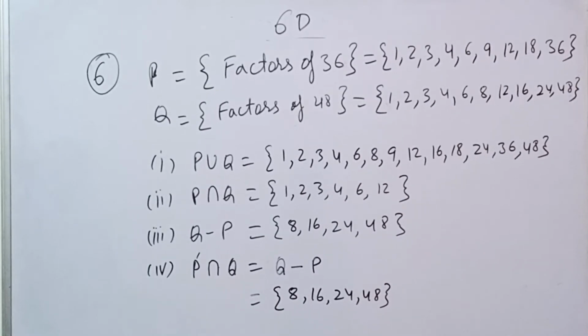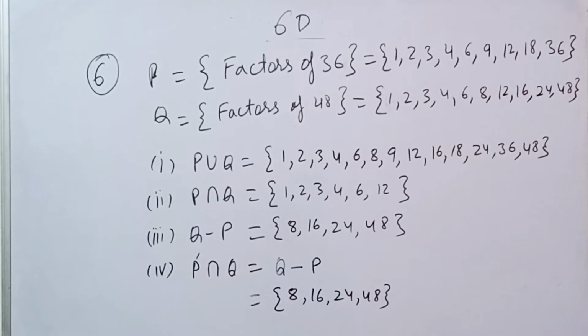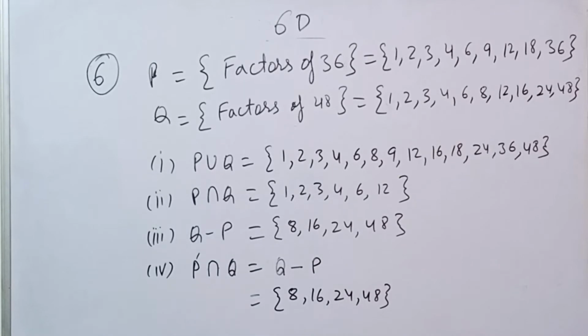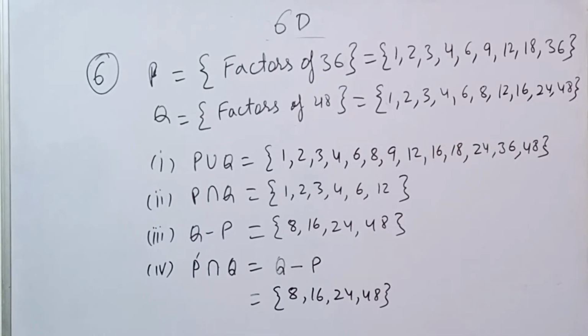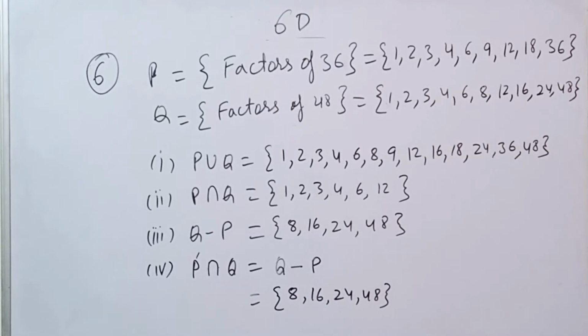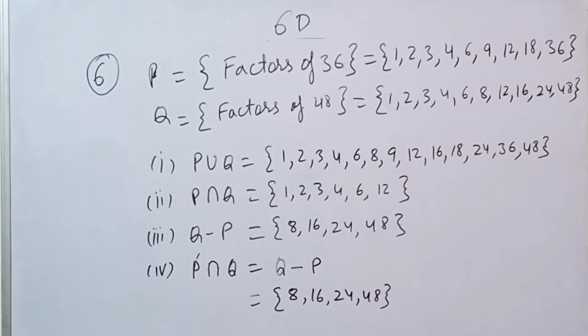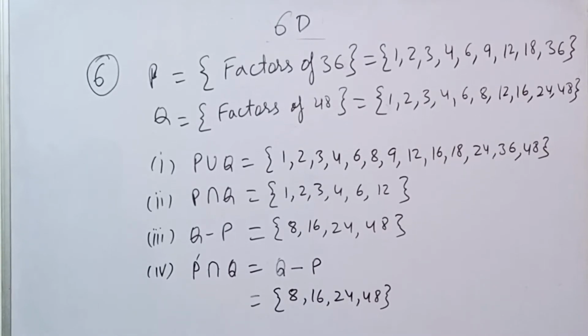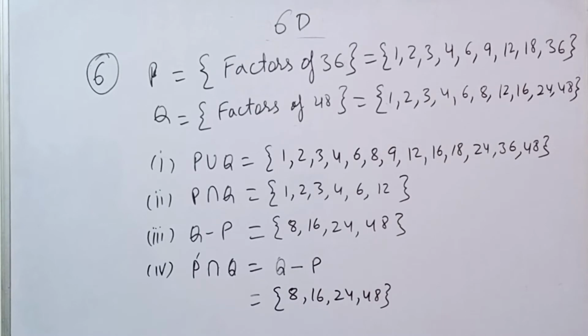Children, I am taking question number 6, in which given P equal to factors of 36, that is 1, 2, 3, 4, 6, 9, 12, 18, 36. Q equal to factors of 48, that are 1, 2, 3, 4, 6, 8, 12, 16, 24, 48. Now we have to find P union Q, that means all the elements of P and all the elements of Q, that are 1, 2, 3, 4, 6, 8, 9, 12, 16, 18, 24, 36, 48.